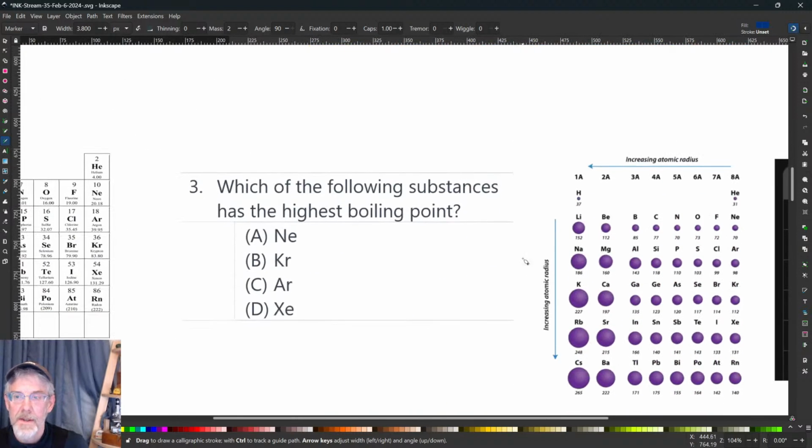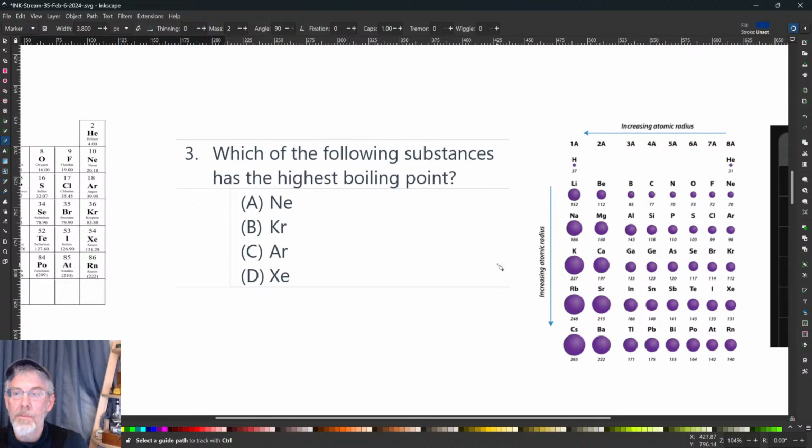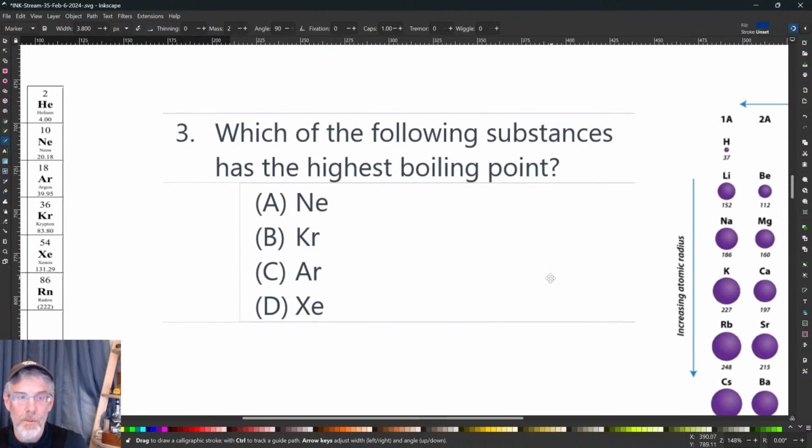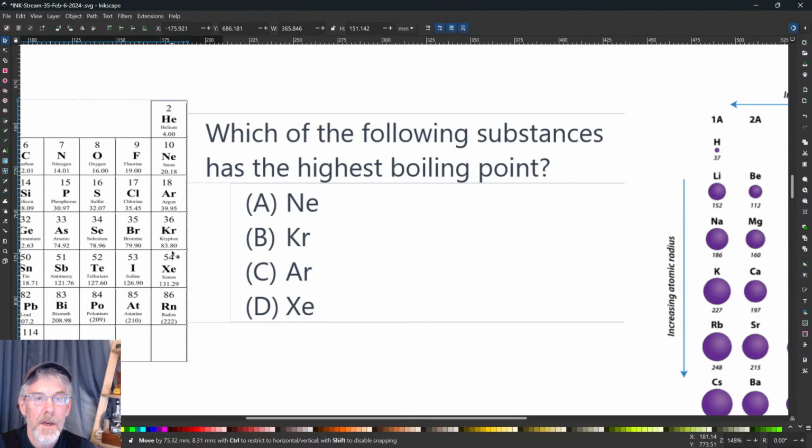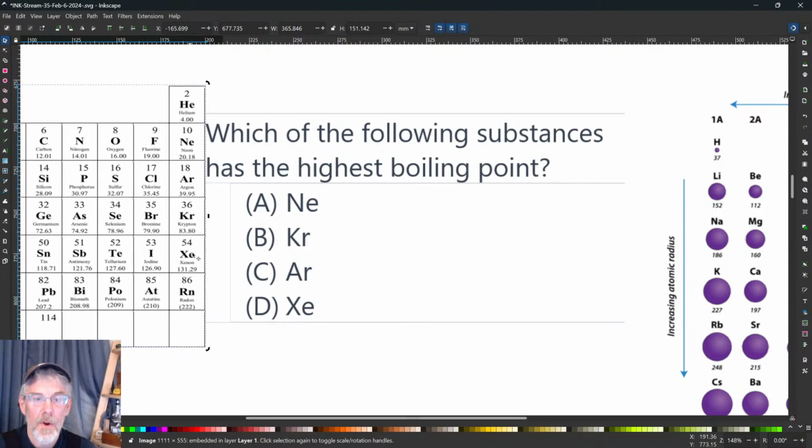All right. They love boiling point questions as well on these exams. These are like favored questions. So which has the highest boiling point? And I'll pull over here. You can see these are all noble gases. You can see them all here. So which one has the highest boiling point?